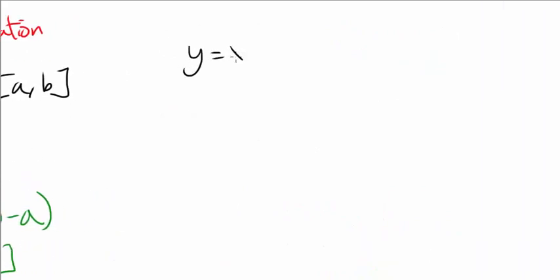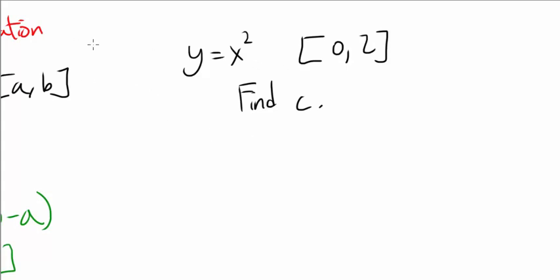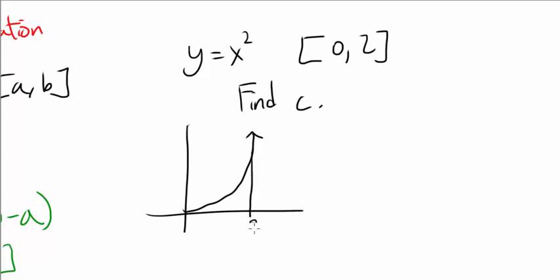Let's say y is equal to x squared, and you're given the interval from 0 to 2, and you want to find the value c that satisfies the mean value theorem for integration. So what we want to find, the x squared goes like this, and this is 2. You want to find the value c such that the area of a rectangle is going to equal the area under the curve, that's going like this. So let's try it out.